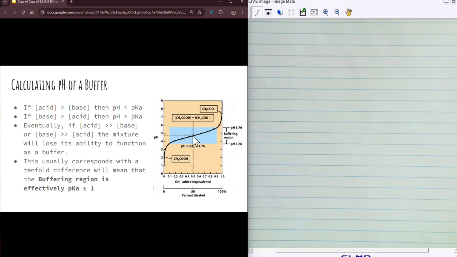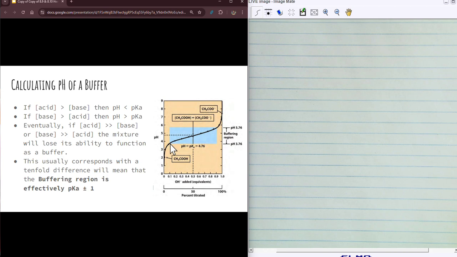Now, a buffering region means that it doesn't have to be just at 4.76 where this will act as a buffer. It's going to act as a buffer anywhere within plus or minus 1 on the pH scale or the pKa, either way, because it's the same number. Plus or minus 1 will give you what is called the buffering range. So if it's anywhere from 3.76 to 5.76, this blue area is our range.